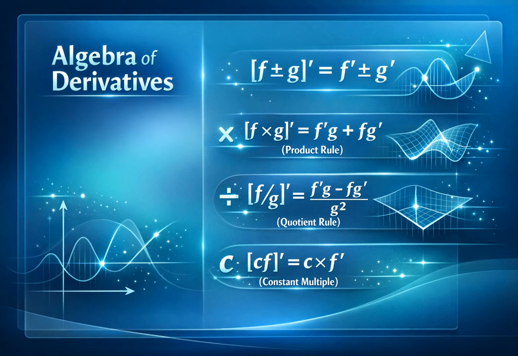The algebra of derivatives includes important rules. The derivative of a sum or difference equals the sum or difference of derivatives. The product rule: derivative of f times g equals f prime times g plus f times g prime. The quotient rule: derivative of f over g equals f prime times g minus f times g prime, all over g squared. A constant multiple comes out front.